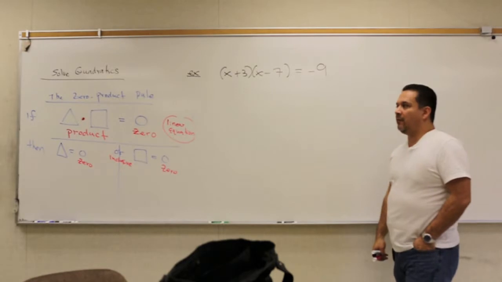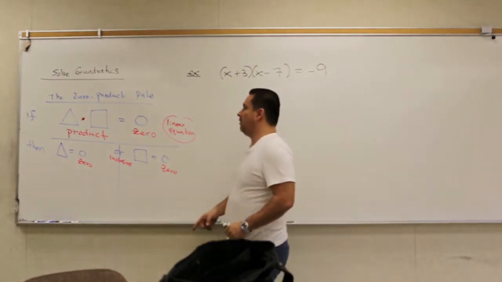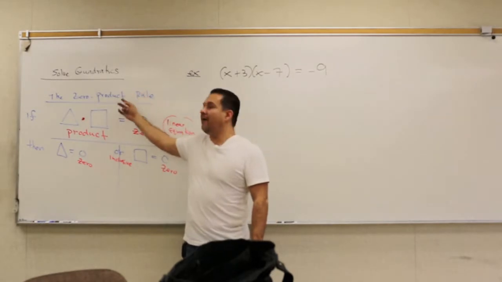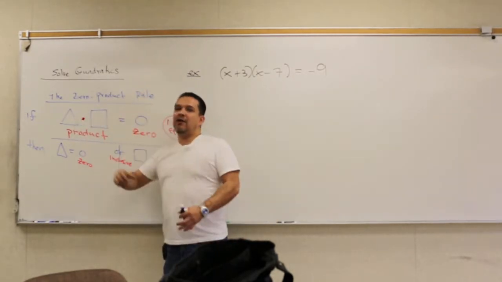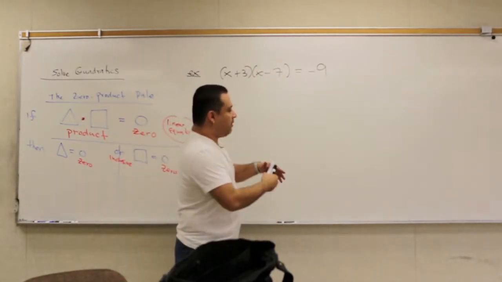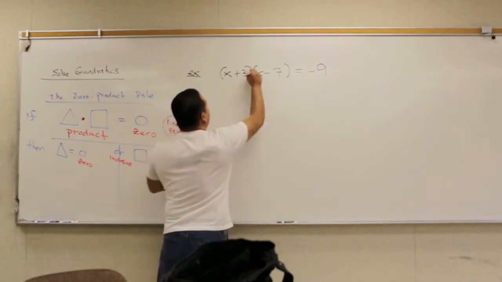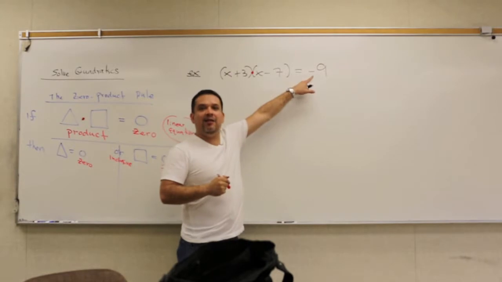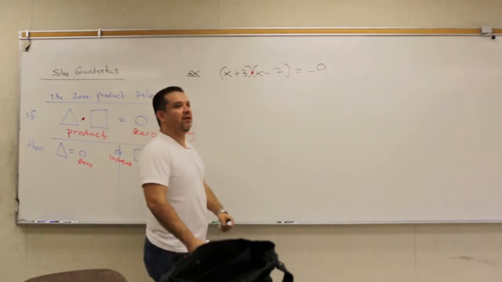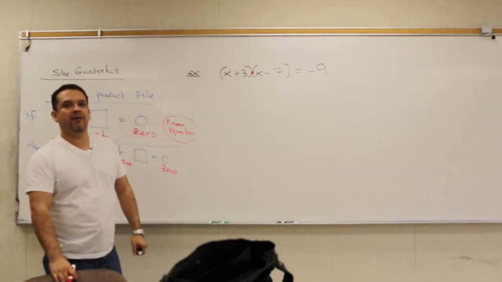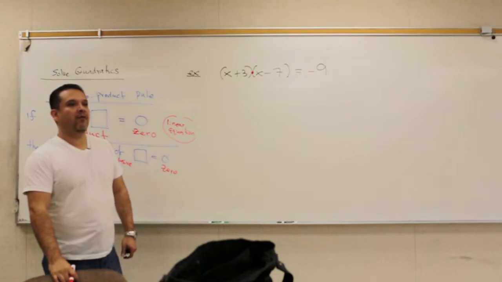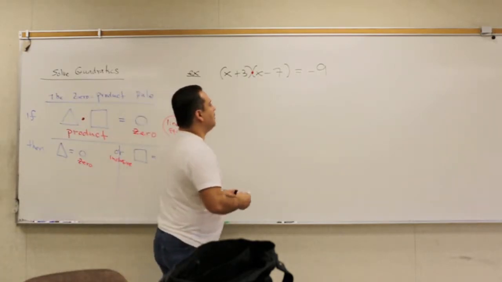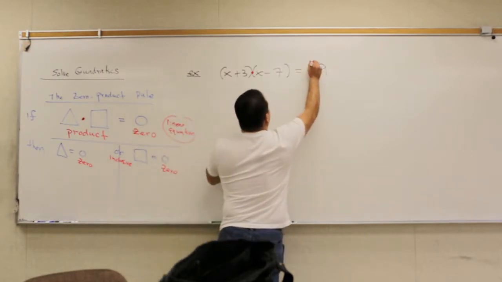Well, be careful. If you're going to use the zero product rule, what do you guys have to have? A product. Do you have a product? Oh yeah, we sure do. It's right here. There's a product. What else do you have to have? 0. Is that 0? No. Darn it. You're going to have to translate the 9. What do you have to do with that? Okay. Let's translate the 9.